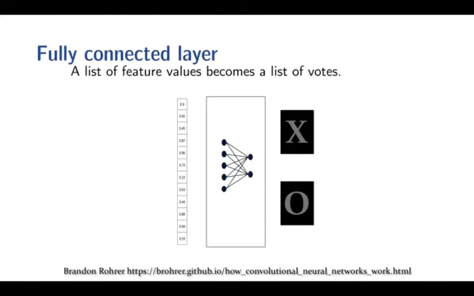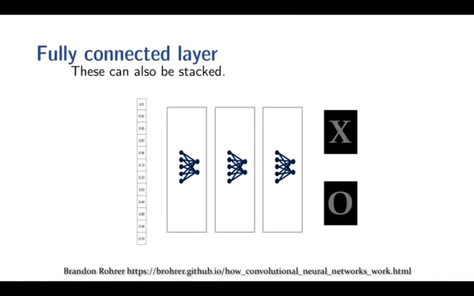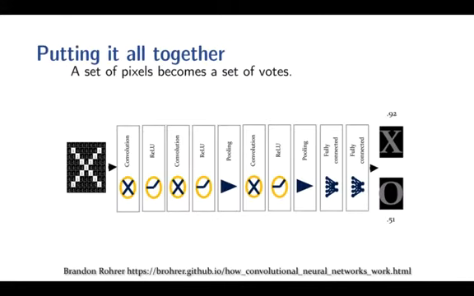So let me skip this. This is what a fully connected layer is. It's a list of feature values that ultimately becomes a list of words. And you can also have a stack of fully connected layers if you wanted to, and each one of them has its own size. Putting it all together, this is what a CNN might look like: some conv layer, ReLU, conv, ReLU, pooling, so that reduces the size, and then conv, ReLU, pooling, that reduces the size more, and then an FC, and that's the output.